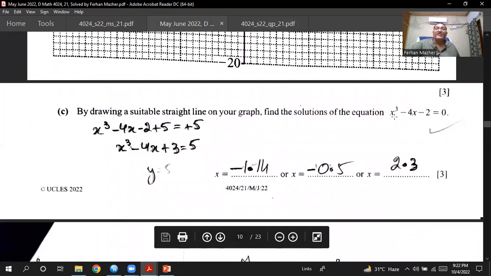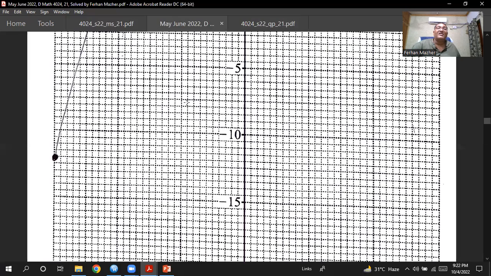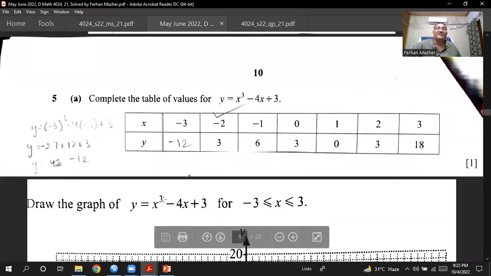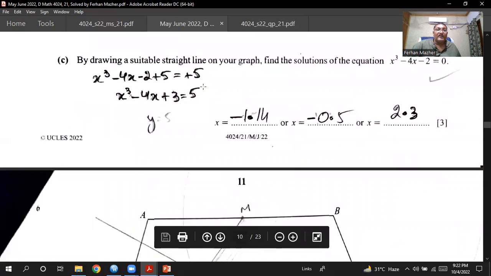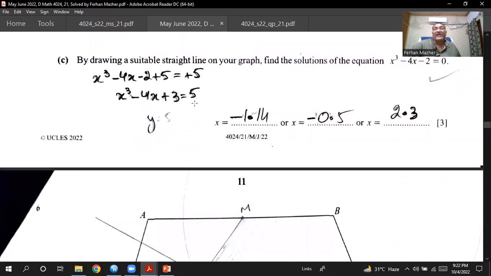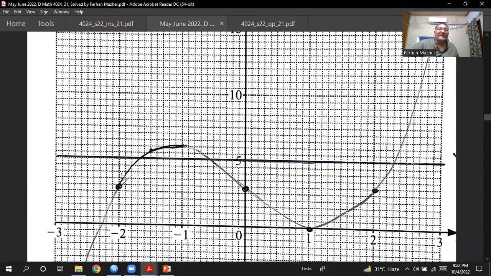So the original equation is x cubed minus 4x minus 2. I will add plus 5 on both sides. So now x cubed minus 4x plus 3 equals 5. Now you can see this is the main curve whose graph you have drawn. You see, this expression I have tried to make here. And on the right side, whatever you have, 5 here, you will make it y equals 5. So I will draw that line, y equals 5. You can see here I have drawn that line, y equals 5.